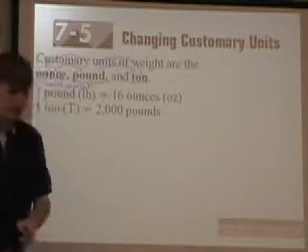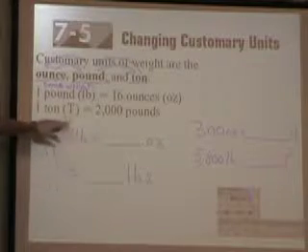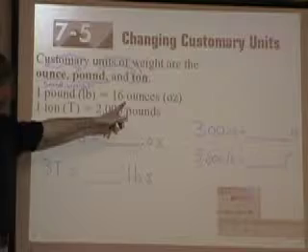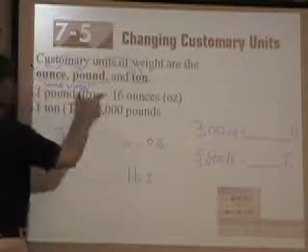Okay? 32 pounds to ounces. Now we know 1 pound is how many ounces? 16. So if you want to go from pound to ounce, you multiply.